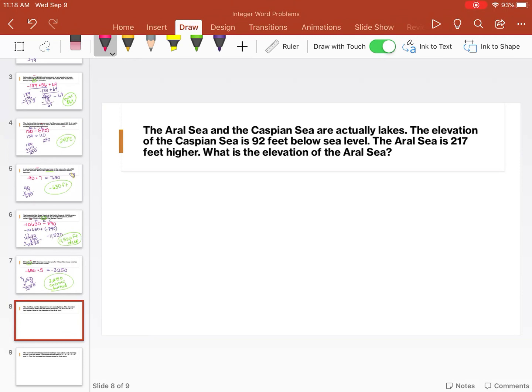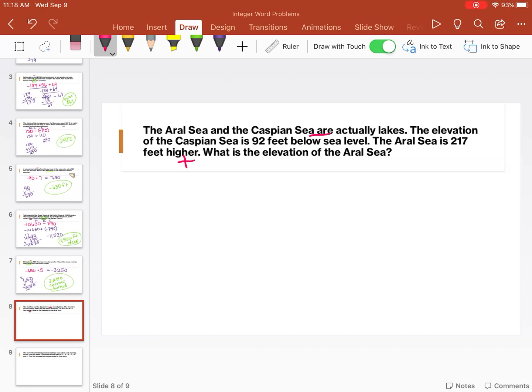All right, the Aral Sea and the Caspian Sea are actually lakes. The elevation of the Caspian Sea is 92 feet below sea level. Okay, below sea level is a negative. The Aral Sea is 217 feet higher. Higher is a positive, right? It's going up. So what is the elevation of the Aral Sea?